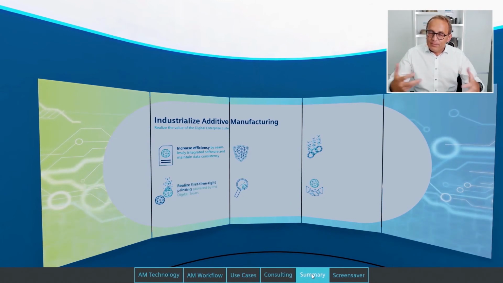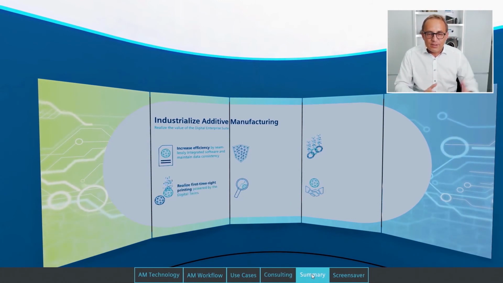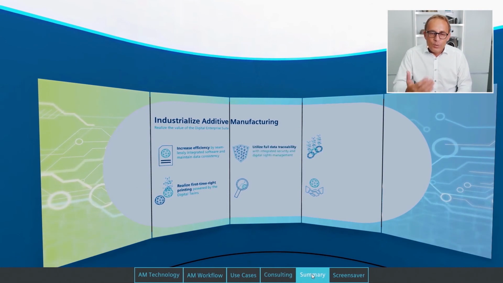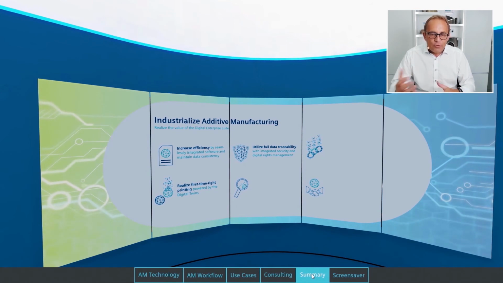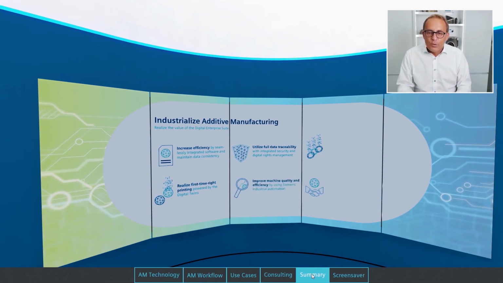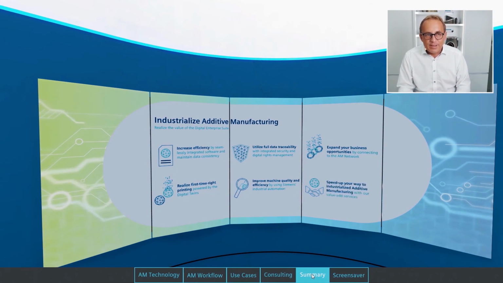What I showed you, we have the seamless integration from CAD, CAM, Teamcenter, Opcenter up to the machine. We can realize first-time-right printing. With the digital twins, we see the failures before they appear on the machine. We utilize full data traceability. We know what we do in each step of the design and production. We can improve machine quality and efficiency by using Siemens industrial automation solutions.